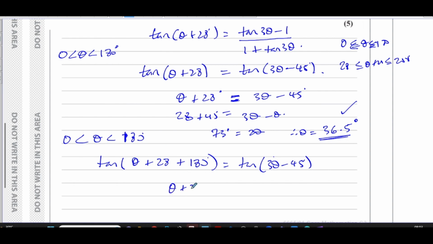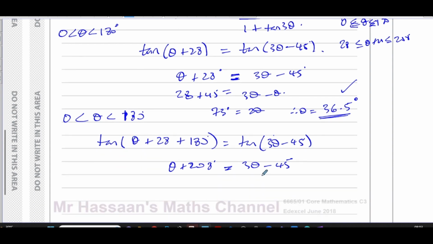So I have theta plus 208 equals 3 theta minus 45. Again, we can take the inverse tan of both sides to get rid of the tan. The tangent of this is equal to tan of that, which means this must be the same as that. So now we can work out what the angle is. We can say 208 minus 45 is equal to 3 theta minus theta, which is 2 theta. So we can say, therefore, theta is equal to this divided by 2. So let's work out what that is.